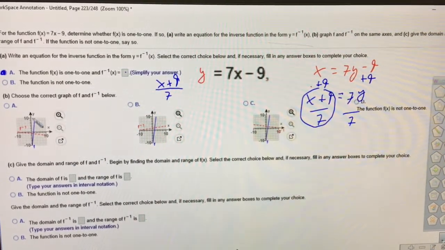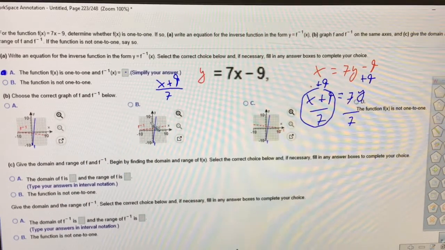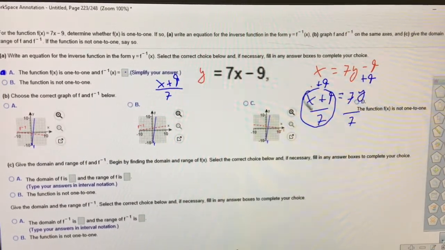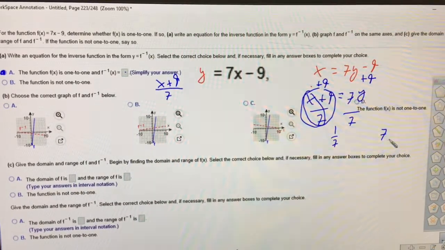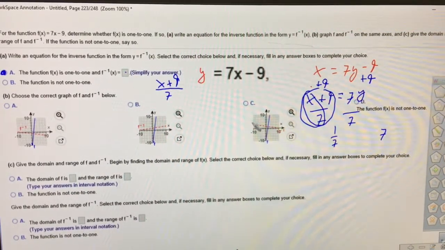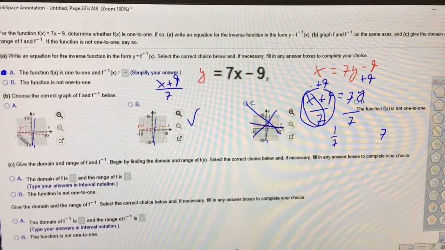Now, to choose the correct graph, the original graph goes through -9, and then goes up 7 over 1. Notice the inverse graph slope is positive also. The slope of the original graph is 7. The slope of the inverse graph is going to be 1/7. So it can't have a negative slope. It is not C. Positive slope, up 1 over 7. It's probably going to be B.